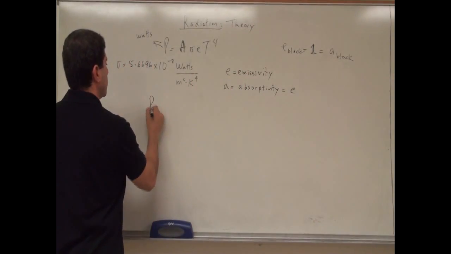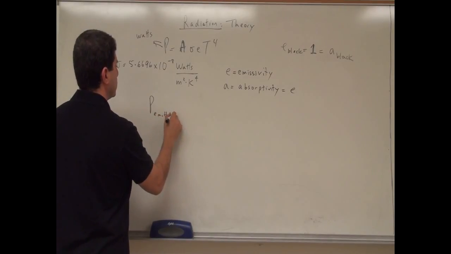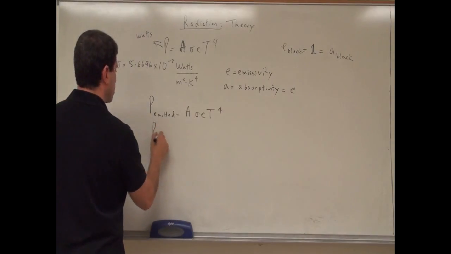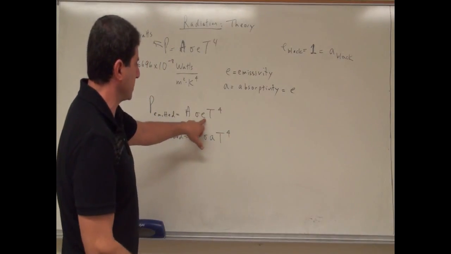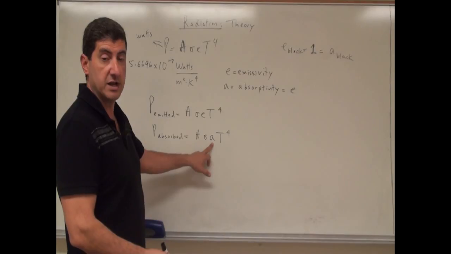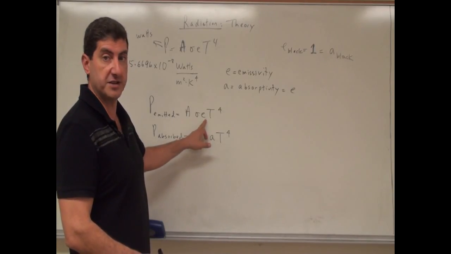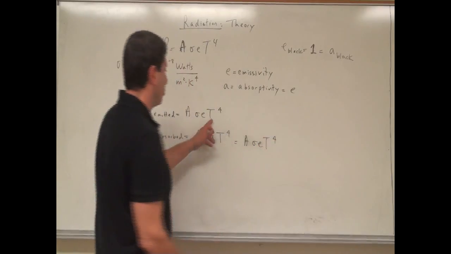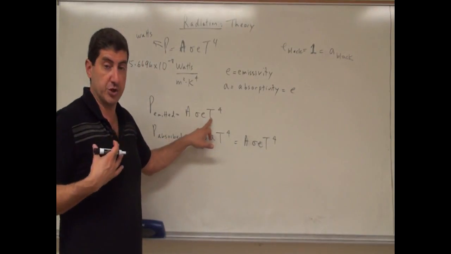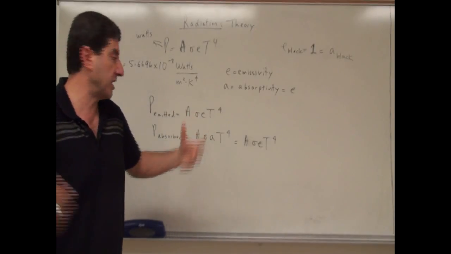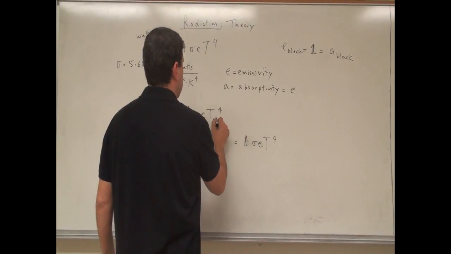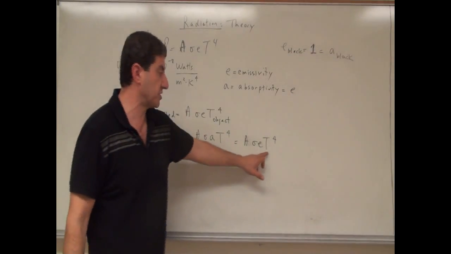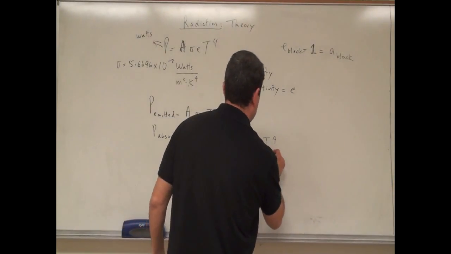So the power emitted, we can write as A sigma E T to the fourth, and the power absorbed has the same form, with the emissivity for emission and the absorptivity for absorption, right? Well, since the absorptivity and the emissivity are the same, this just becomes A sigma E T to the fourth. The only difference between them is this is your temperature because you are emitting the radiation. So this is the temperature of the object. And then you're absorbing heat from the surrounding. So this is the temperature of the surrounding.